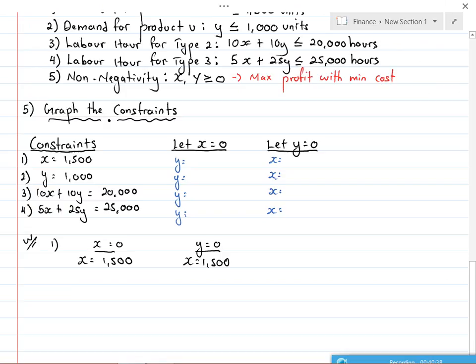So how are you going to put the working over here? X equals to what? 0. Y will be? Very good. So over here how much? Y equals to 0, then x will be 1500.